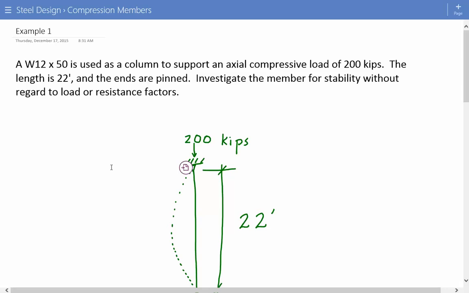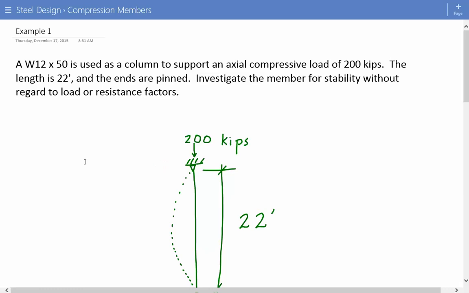Everybody, this is example 1 for steel design of compression members. The problem statement that we have is a W12 by 50 steel shape is used as a column to support an axial compressive load of 200 kips. The length is 22 feet and the ends are pinned. Investigate the member for stability without regard to load or resistance factors.